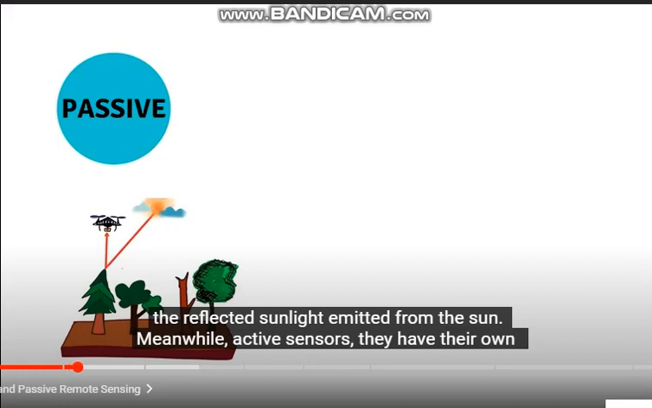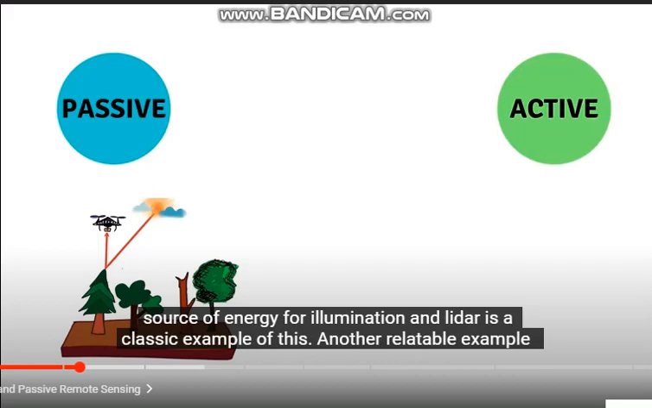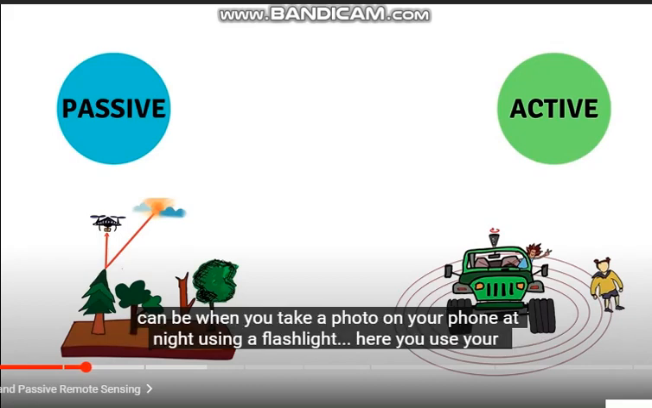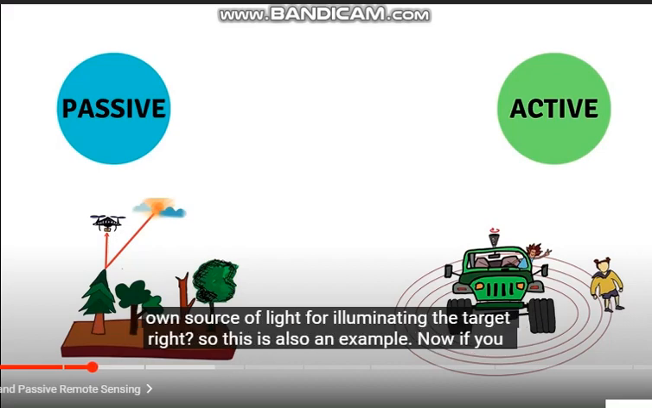Meanwhile, active sensors have their own source of energy for illumination, and LiDAR is a classic example of this. Another relatable example can be when you take a photo on your phone at night using flash. Here you use your own source of light for illuminating the target, right? So this is also an example.